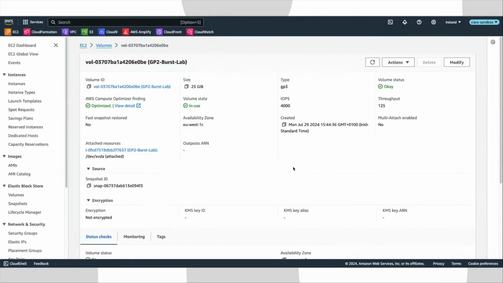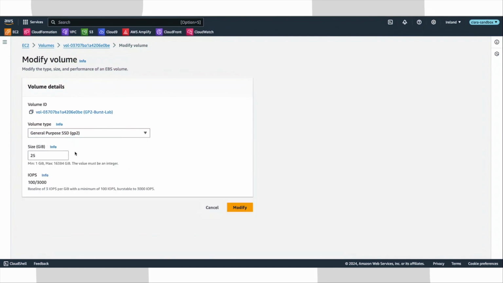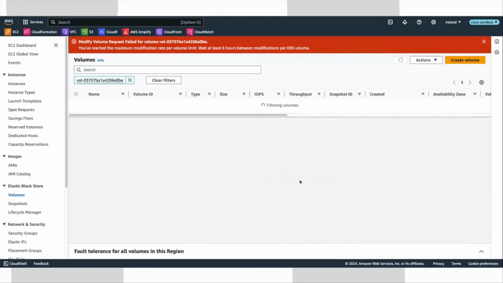Okay, so on the console, the modification of our GP2 volume has actually completed. On the volume console, we can now see that the volume is a GP3 volume, and it's provisioned with 4,000 IOPS and 125 megabytes of throughput. It's attached to the instance and ready to be used. As we've modified this volume once, we now need to wait 6 hours before we can modify it again. So if we go to modify the volume, let's say we want to change back to GP2, and we click modify.